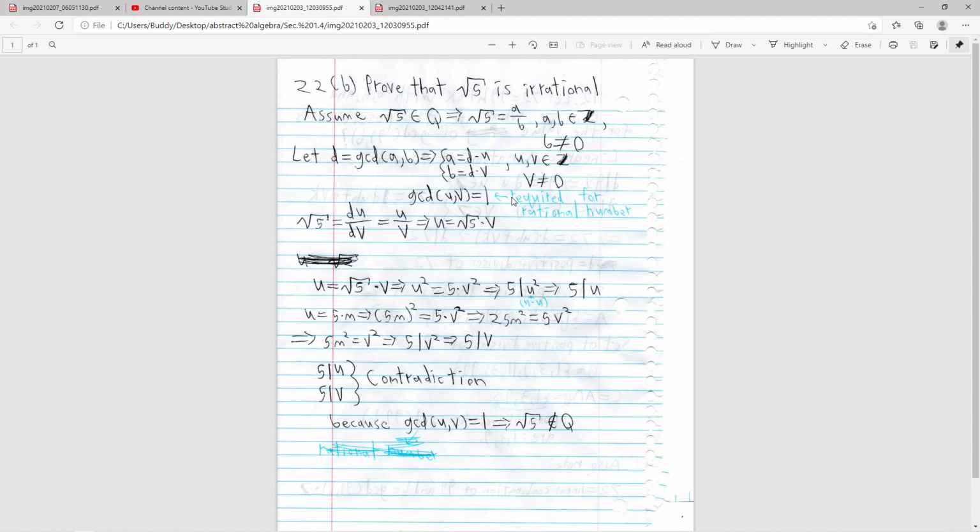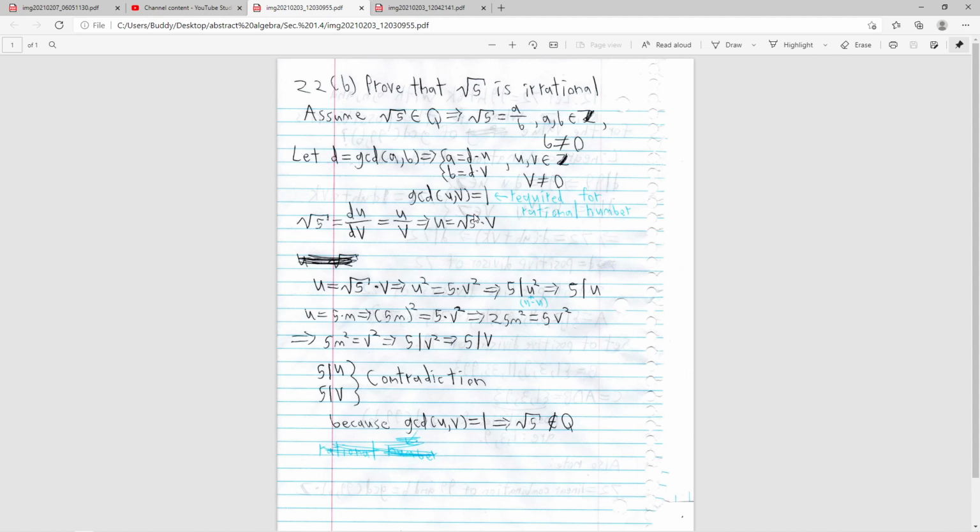For that to happen, U and V have to be relatively prime. That's basically the gist of what's going on here. That's not fully said, but is implied by all this. And it's right here. That's why GCD of U and V has to equal 1. So square root of 5 equals dU over dV, which we substitute in for A and B. D gets eliminated, so U and V are what's left, and these have to be relatively prime. That's how we set this up.